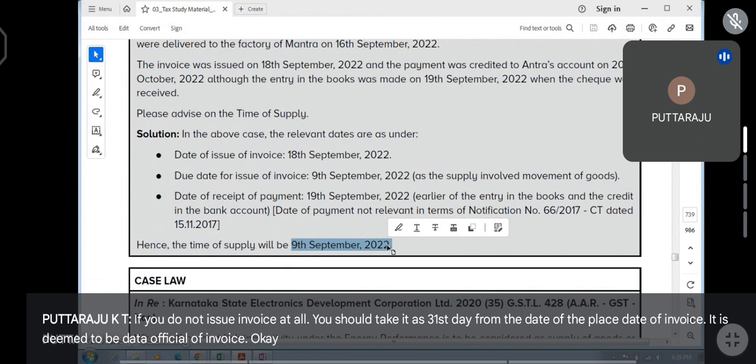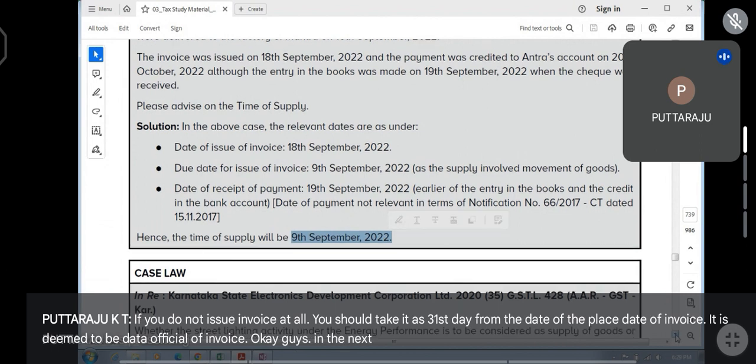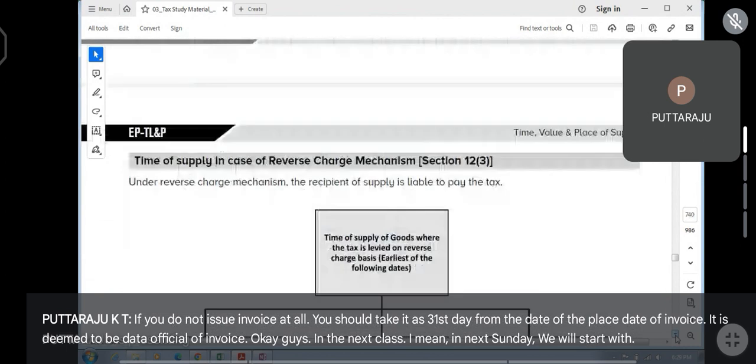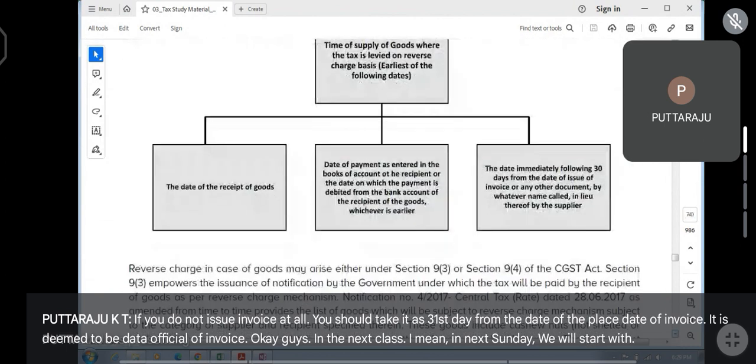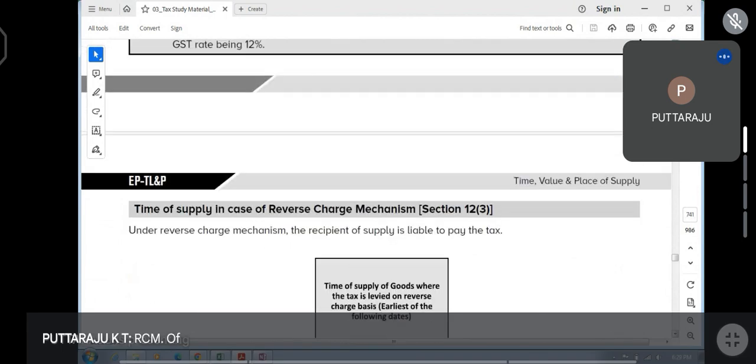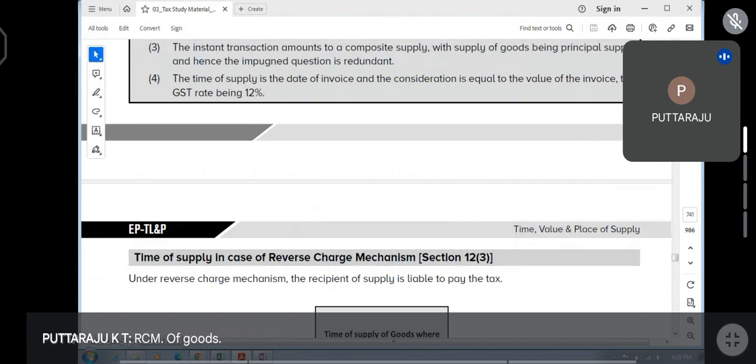Okay guys, in the next class, next Sunday, we will start with RCM of goods, page number 741.